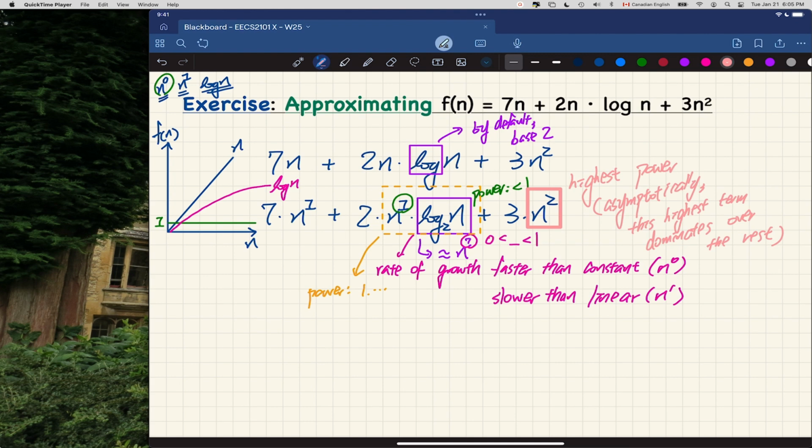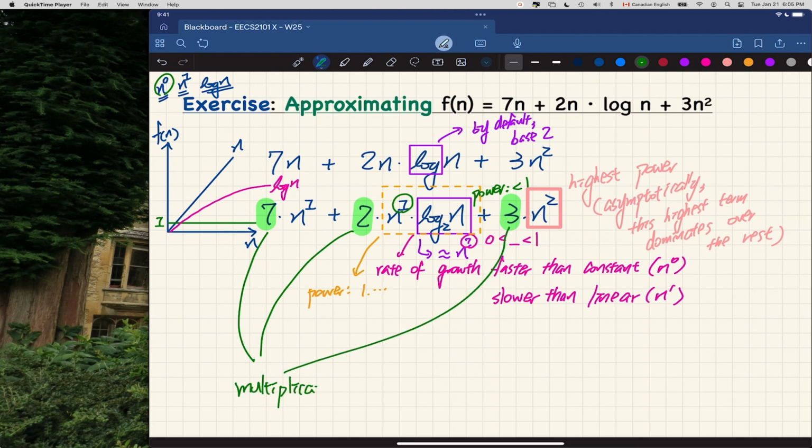Let's very quickly identify other things. If you look at, for example, 7 here, 2 here, and also 3 here, these are the multiplicative constants. And also here, multiplicative constants. Final thing: since this is the highest term, the rest will be lower terms. Lower term number 1, lower term number 2. Think about this guy over here, and also this guy over here. These are the 2 lower terms.